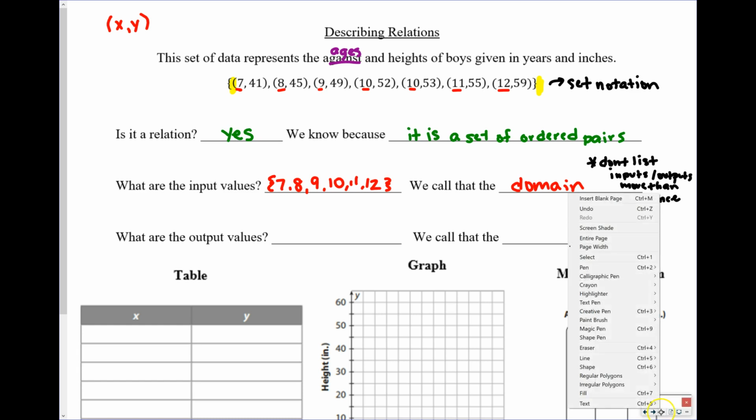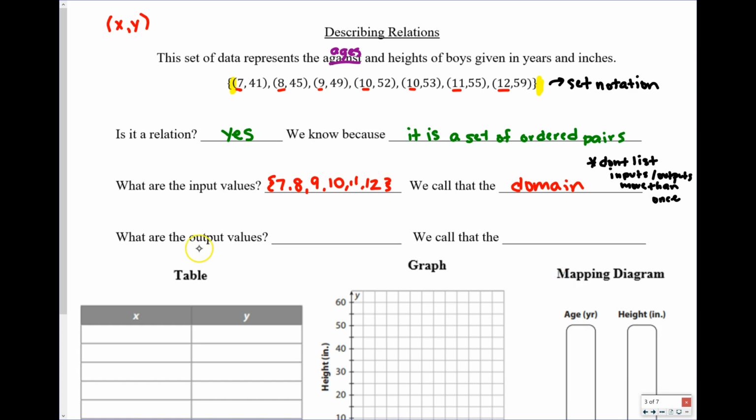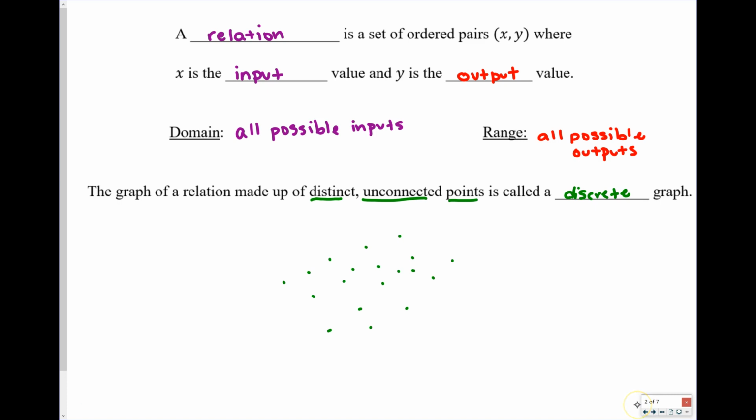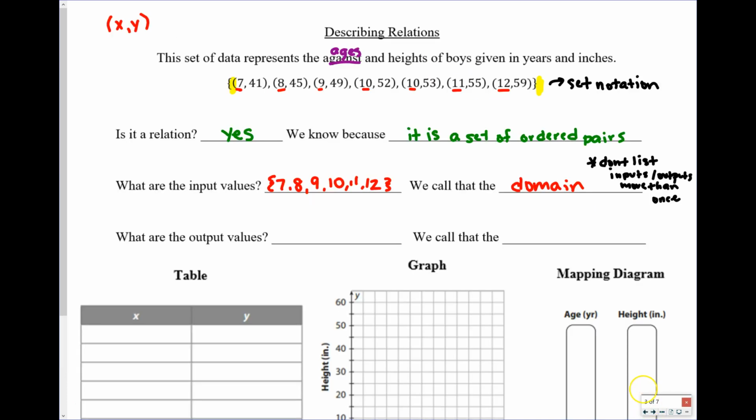Okay. Now let's take a look at our output values. Output values, if you've forgotten, and I know you have, output values are your y's. So y is all of the output values. So I'm going to go back to my relation, and now I'm going to look at all my y values. I'm going to underline them. There's one, there's the other. I'm doing it in purple to show you. We call all these output values the range.